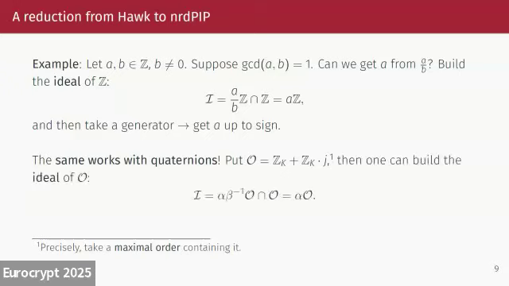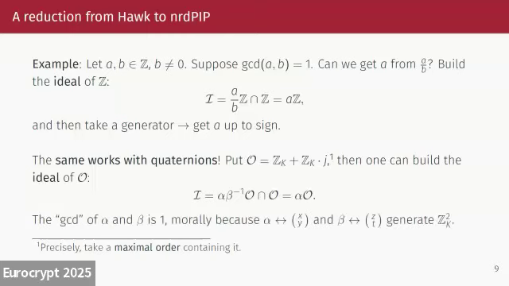And we prove the following. So the following ideal, alpha beta inverse O intersected with O, is in fact equal to the principal ideal generated by alpha. And so morally, the GCD of alpha and beta is 1 here because they correspond to vectors which generate the whole lattice Z[i] squared.